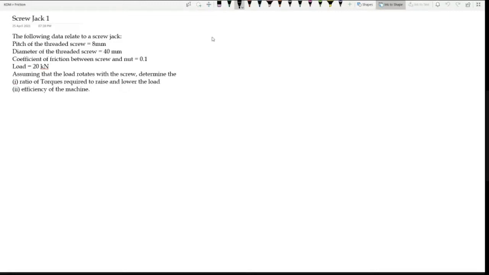First, let us write the given data. Can you tell me the given data? Pitch is 8. That is not L actually. Even though the diagram shows L, it will confuse you, because handle length is also called L. So I will call this pitch P. Even though the diagram shows L, we call it pitch. So pitch is 8 mm.